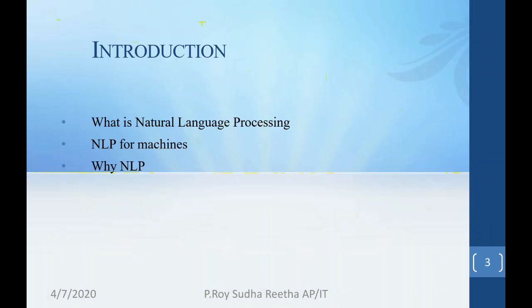In the introduction part, we are going to see what is meant by natural language processing, and how natural language processing is useful for machines, and why we go for natural language processing. We have many such processes, and why we are concentrating on natural language processing, how it is more effective than many other language processing which is being used in the current situation.